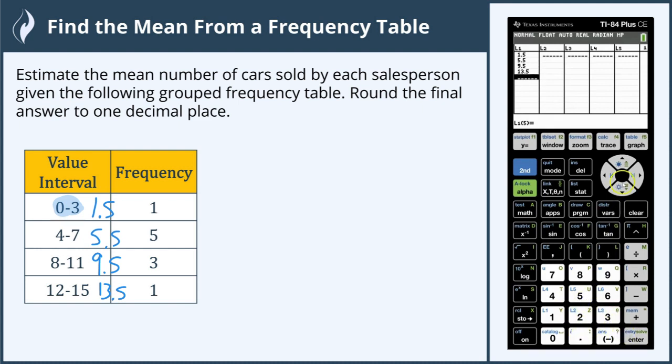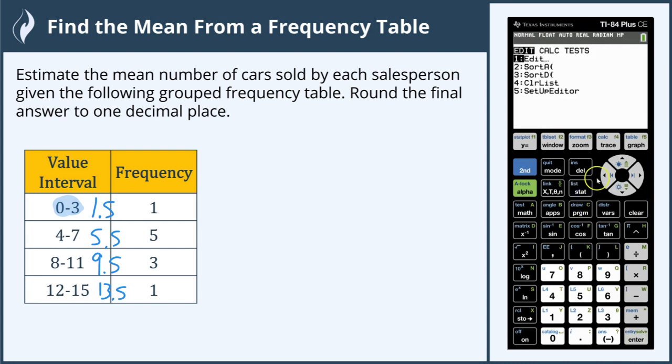Then we'll put our frequencies into list 2. So that's 1, 5, 3, and 1. And once we have those listed out, we're going to be able to go into our stats menu. Stat, right 1 to get calculate, and choose the first option for one variable statistics.